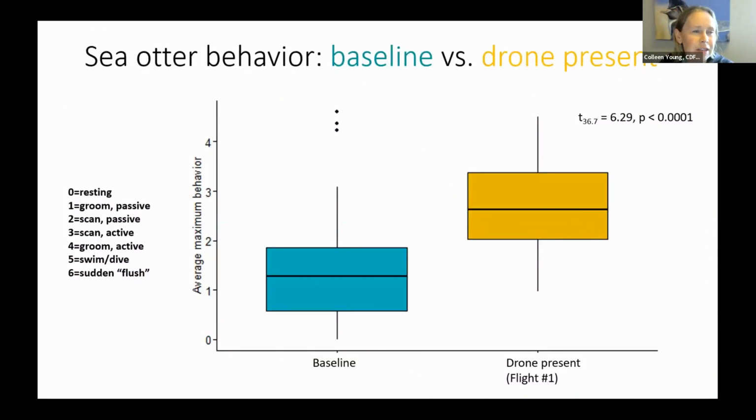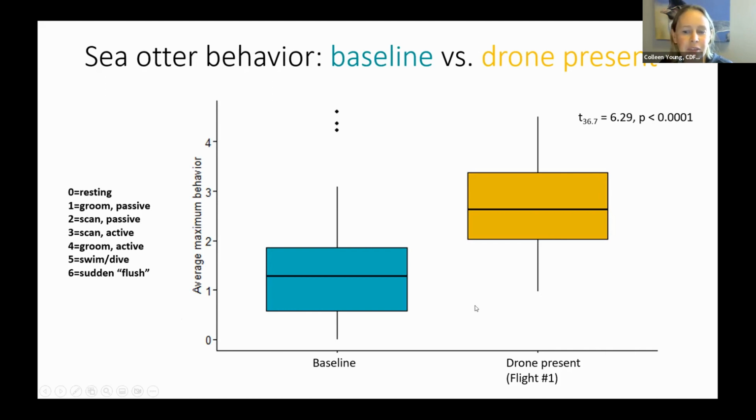So the main finding that I want to share with you today, which again is preliminary, is that there does seem to be a detectable difference in behavior between the baseline, when the drone was not present, and when the drone was present during the first drone flight. This figure shows the average maximum behavior score on the y-axis, and I've got the behavior codes listed here on the left to remind you.